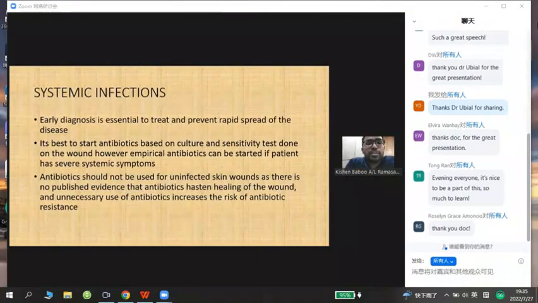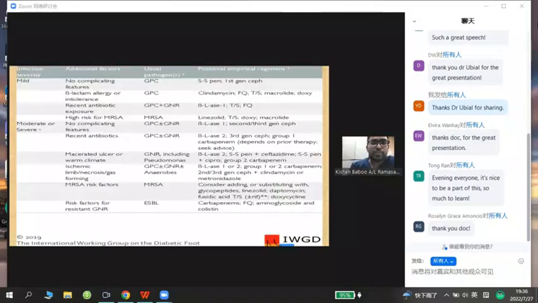And another important one is systemic infections. There are many antibiotics on the market. They also have a chart that they use for mild, moderate, and severe infections.